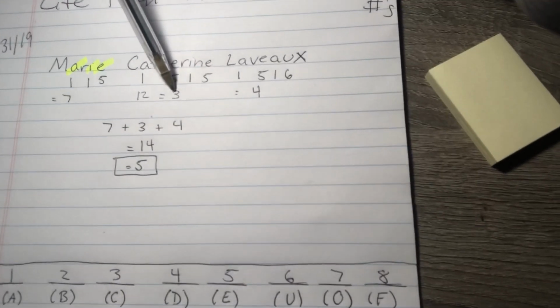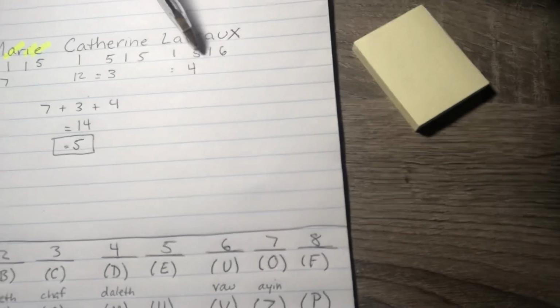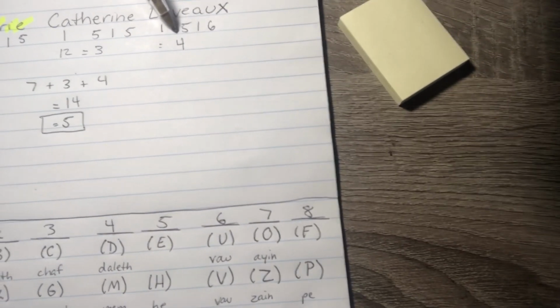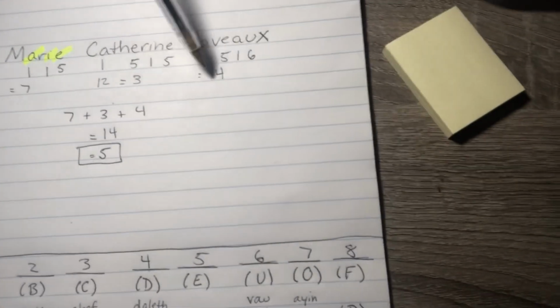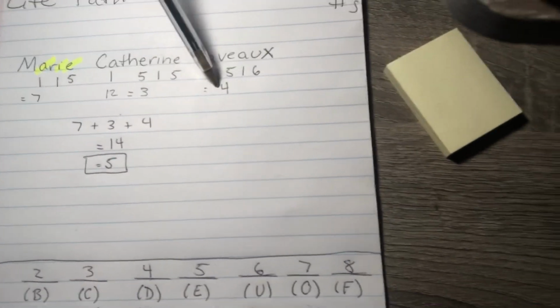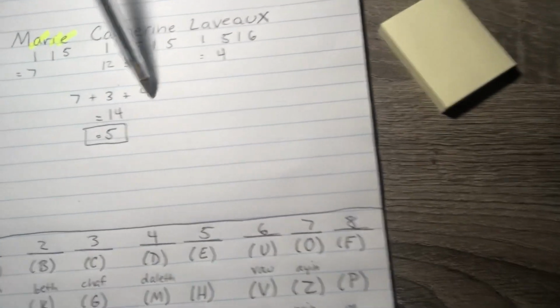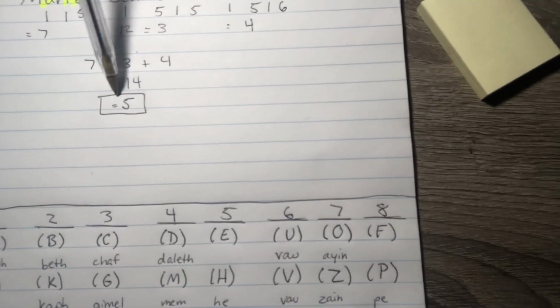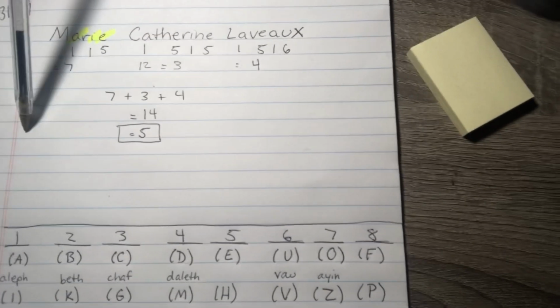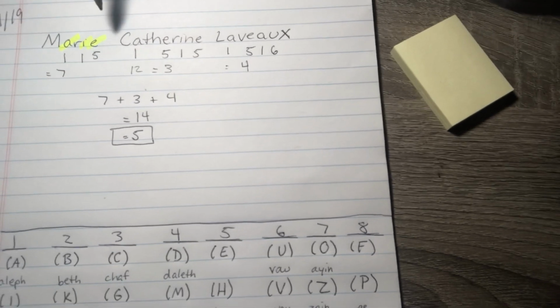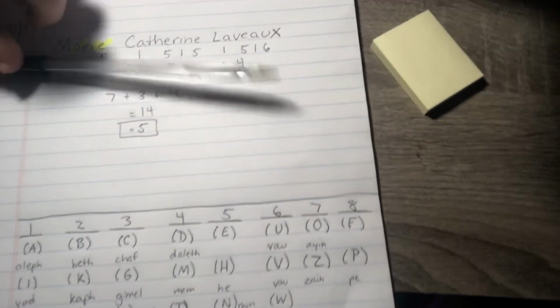Are we even seeing this? Yeah, there we go. And then 1, 5, 1, 5 is 13. Yes, 13, which adds to 4. Okay, then you add 7, 3, and 4 and get 14, and that is 5. So Marie Laveau's heart's desire number, the Queen of Voodoo's heart's desire number is 5.